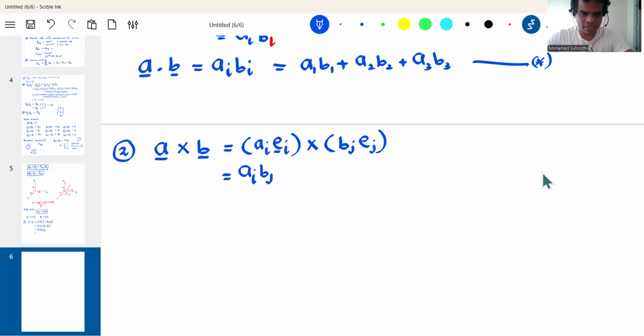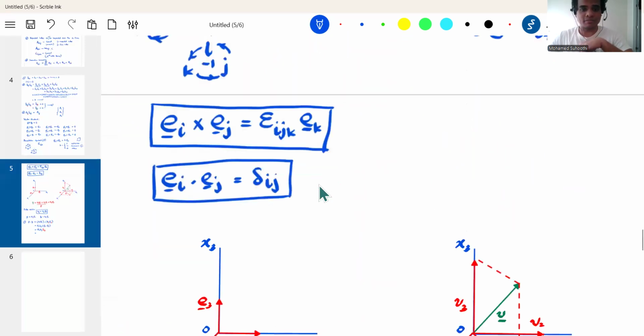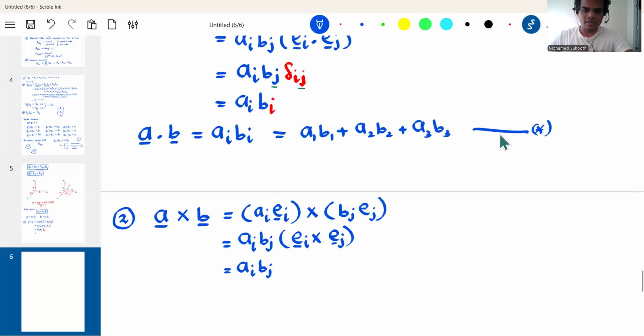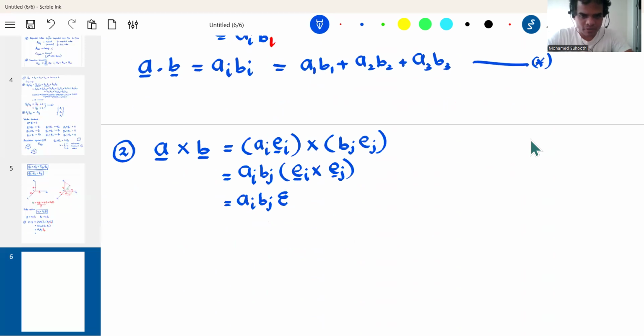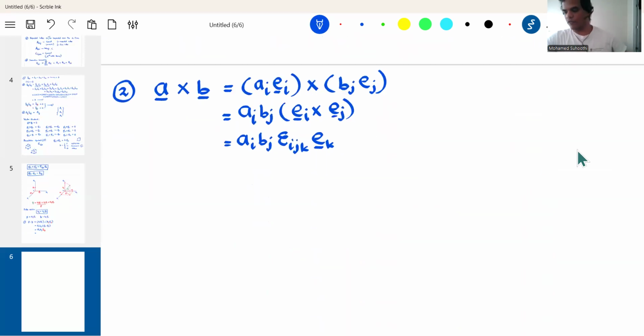A_i B_j, and here e_i cross e_j. Now you can remember this one, this is what we studied, our permutation symbols. So this one will be epsilon_ijk e_k. Okay, so this is the cross product of the vectors.